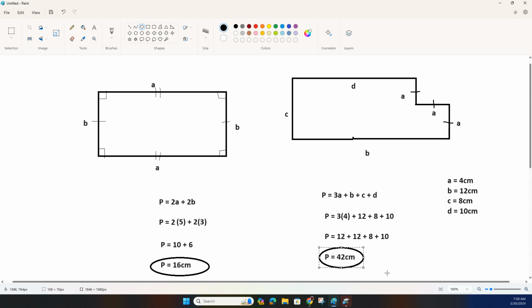So there you have it. You have a shape, you assign variables to the sides. Then you create your rule, and you can use that rule to calculate the perimeter.